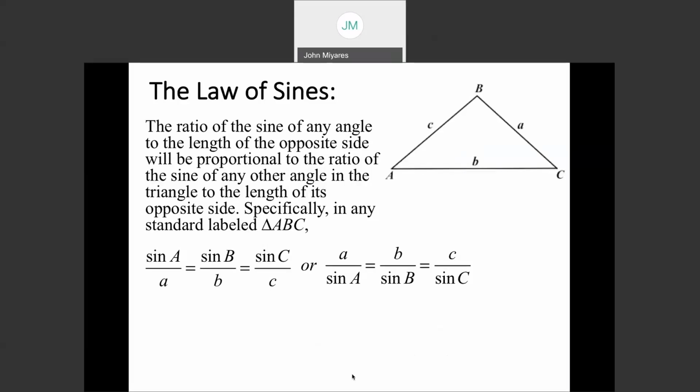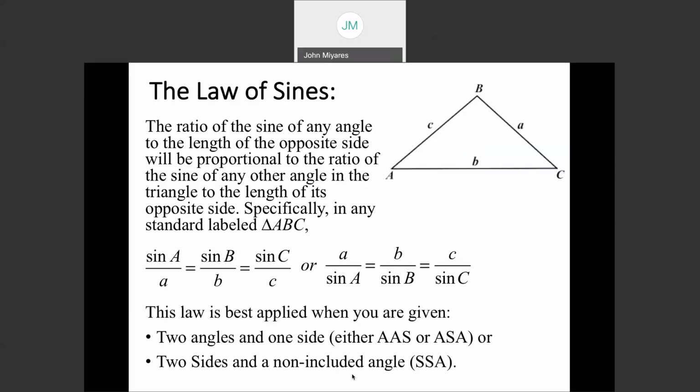Now, this law will not work for every situation. It works best when you are given two angles already and one of the sides of the triangle, or two sides and the angle that is not between those two sides. Let me try drawing a picture of this to kind of show you what we're talking about here.